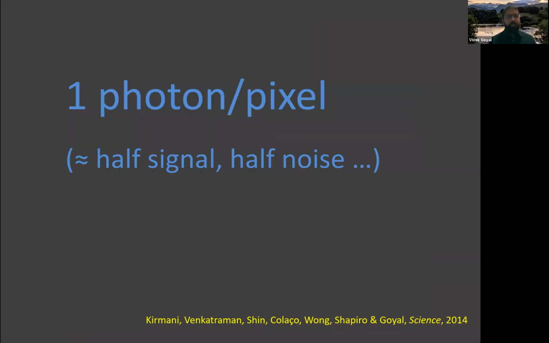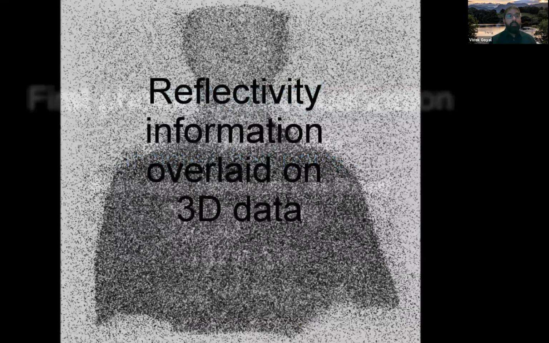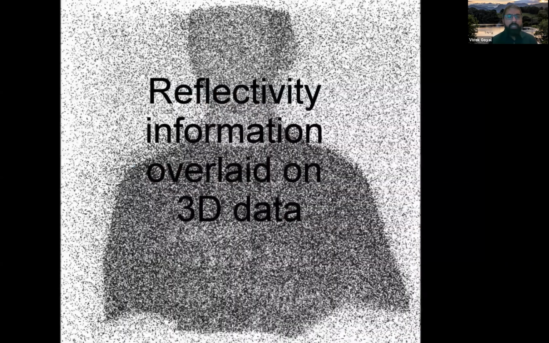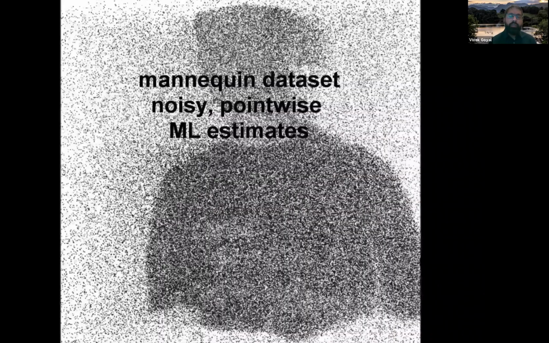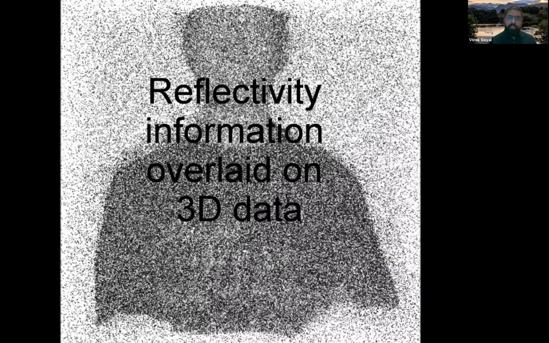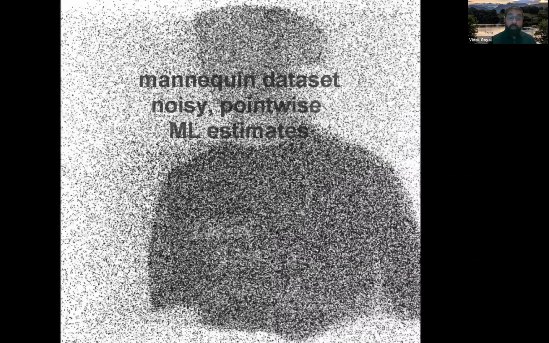Following the data collection protocol I described, we have one detected photon per pixel. I'll show results where about half of those detected photons are due to ambient light and dark counts. First, here's raw reflectivity information overlaid on the 3D point cloud. We rotate the model so that you see it as 3D, but this is imaging from a single vantage point. Obviously, this is very noisy.